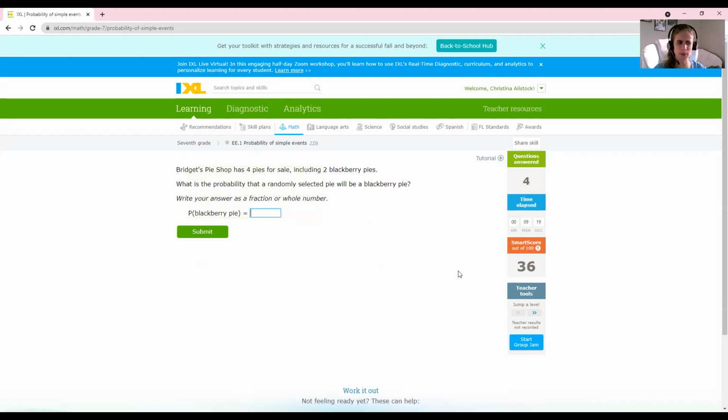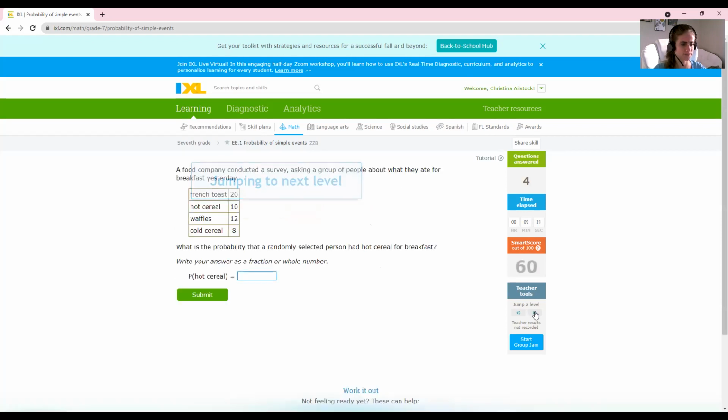All right, let's bump it up a notch. A food company conducted a survey asking a group of people what they ate for breakfast yesterday. Here we're doing experimental probability now because I see that I have data. We surveyed something, we did an experiment. What is the probability that a randomly selected person had hot cereal for breakfast? So we want to know the probability of somebody having hot cereal. When I look at my data, I see that 10 people selected hot cereal.